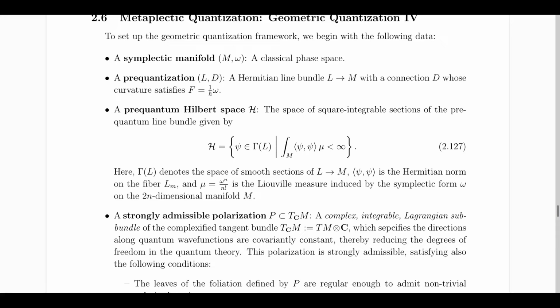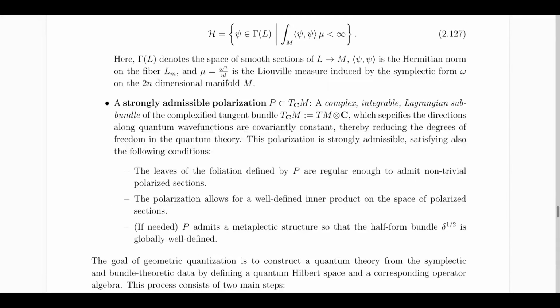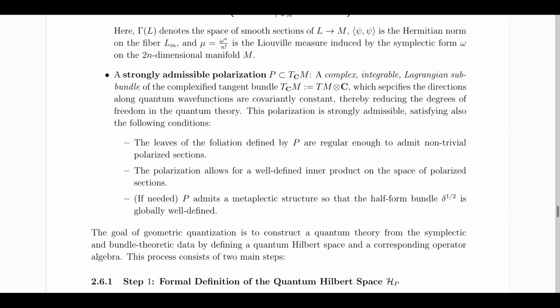And finally, a strongly admissible polarization, a choice of directions in phase space along which wave functions must be covariantly constant, reducing the number of independent variables in the quantum theory. This polarization must be complex, integrable, and Lagrangian. It also must allow for a well-defined inner product, and ideally admit a metaplectic structure, which ensures that half-forms can be defined globally.